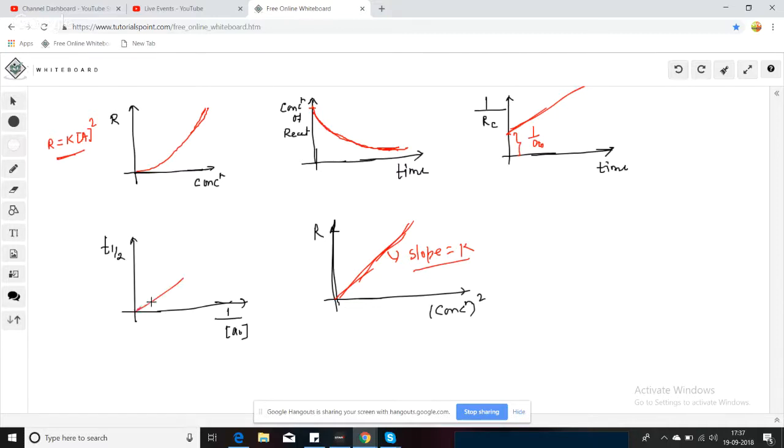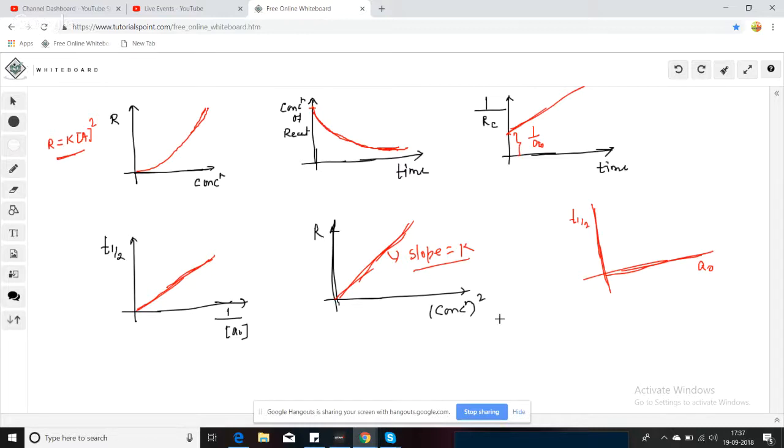T half and 1 by concentration graph is again passing through origin, right? T half is equal to 1 by K A naught. If I ask you this graph, then what you'll do? T half and A naught, which they won't ask. But it is inversely proportional, so there'll be a curve asymptotic to both axes. It goes like this. So this kind of graph you can draw easily. There are a few graphs which are important from the JEE point of view.